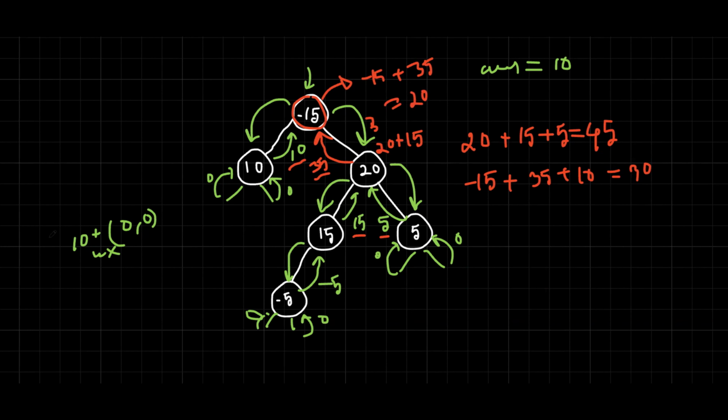So here, after running the DFS algorithm, we have found that the maximum path sum will be 45, and which is this portion of the path. Now, I hope you understood the algorithm. Now, let's move on to the code.